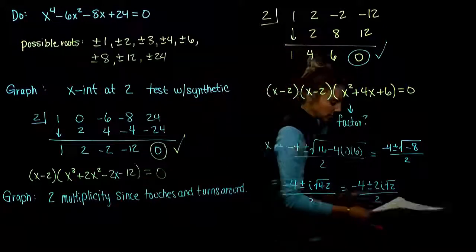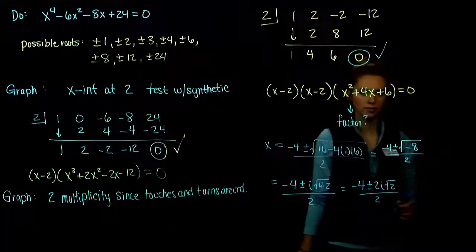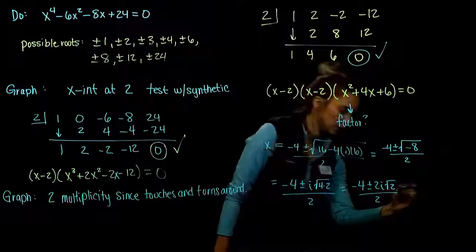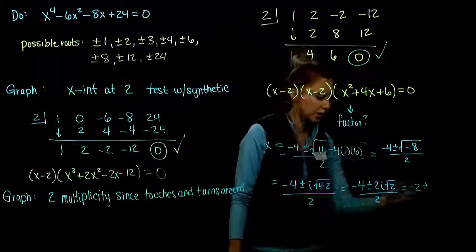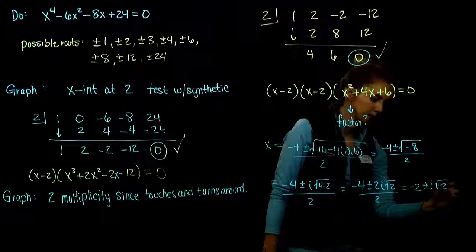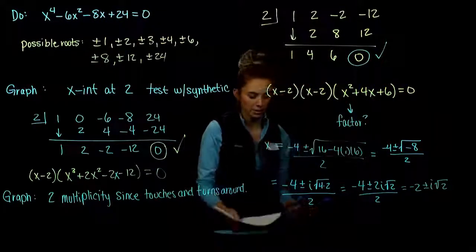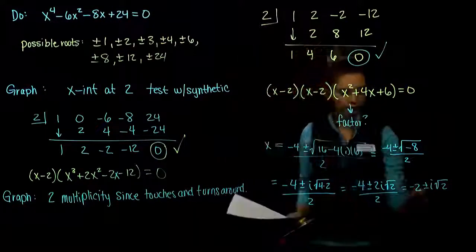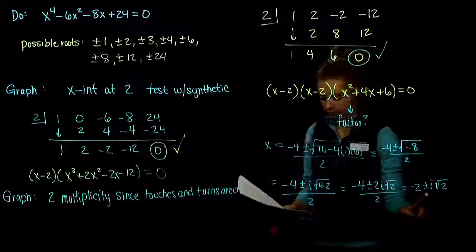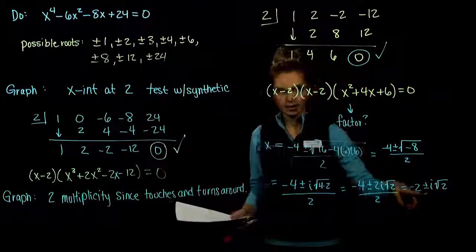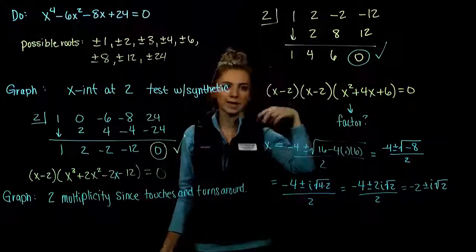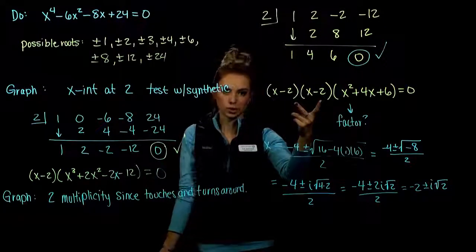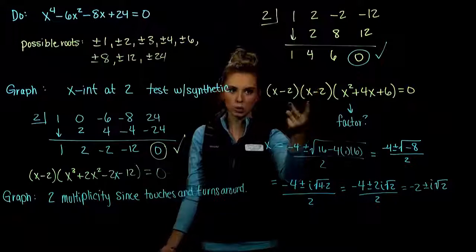So we could look individually at the division. Negative 4 divided by 2 is negative 2. And 2i divided by 2 is just i left over and root 2 hanging on. So we've got two imaginary roots, positive and negative there, and two roots at 2. It's just one number, but it's touching twice.